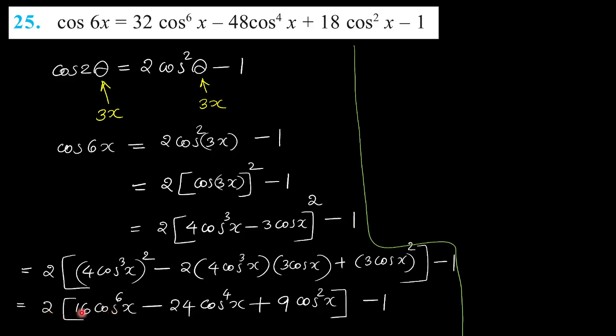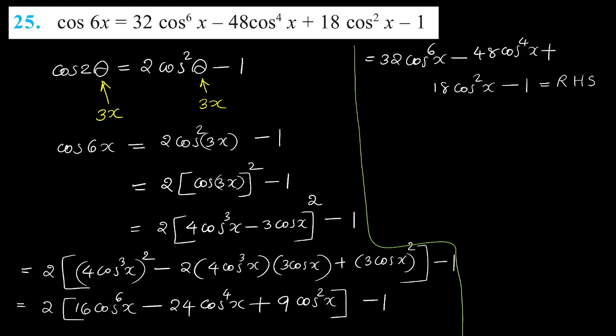2 into 16, 32. 32 cos raised to 6 minus 2 into 24, 48. And 2 into 9, 18. 18 cos square x minus 1. This is RHS. Proved it.